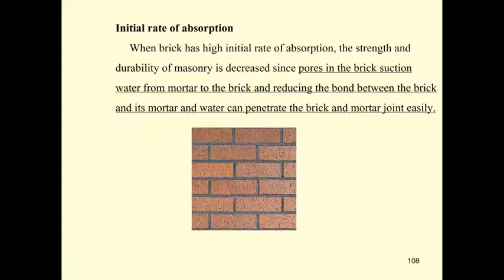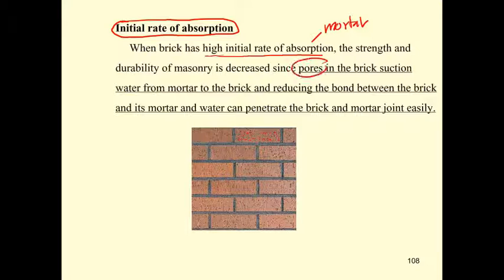Another one that we take is the initial rate of absorption. This is important because if it has a high initial rate of absorption, it will affect the mortar. What is going to affect the mortar? When it has a high initial rate of absorption, that means the surface of the bricks has a lot of voids, even though the inside has fewer voids. And then these voids or pores will suck the water out of the mortar.